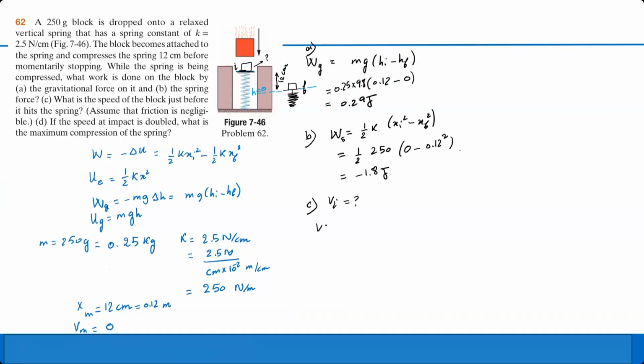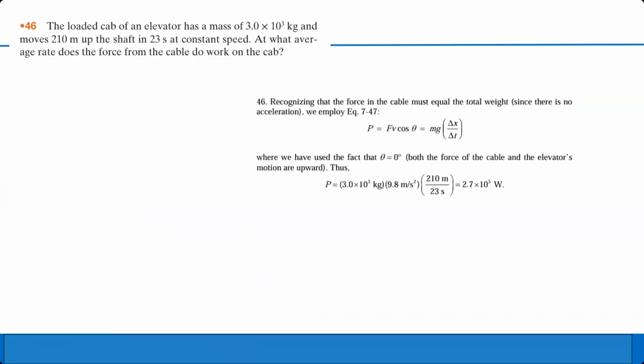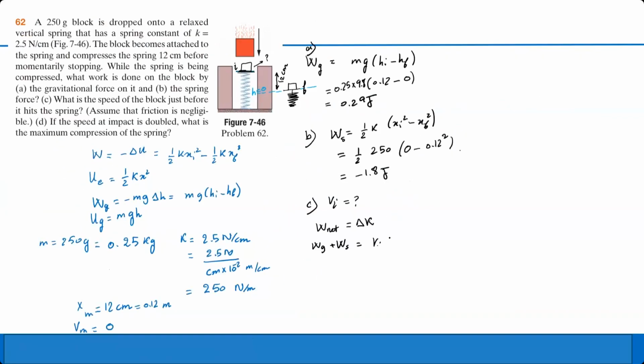I will use W net equals delta K. Why? Because I found the work done by gravity and the work done by the spring, and these are the only forces I have. There are no other forces. So W net will be WG plus W of the spring, and delta K is K final minus K initial. Now, K final is at my final point here, where the speed is 0 because the compression is maximum. So K final is 0 and K initial is what I want.